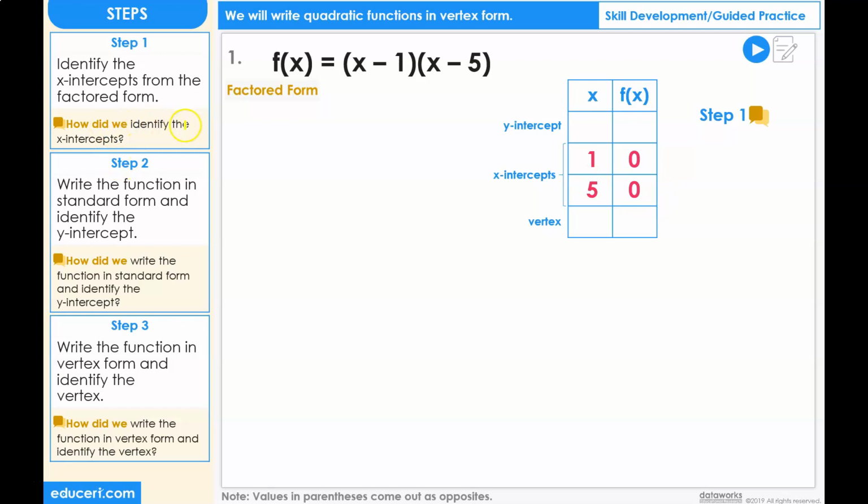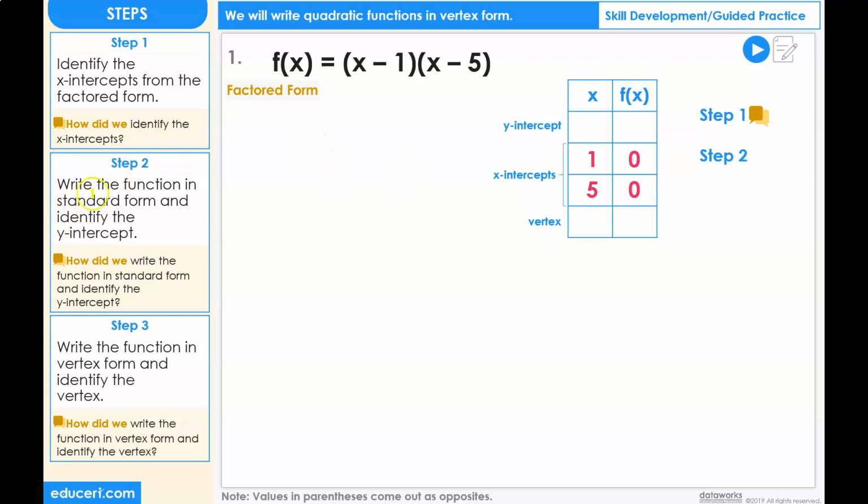How did we identify the x-intercepts? We identified the x-intercepts from factored form, taking the numeric part of the binomial factors and bringing those values out as opposites. These become the x value in the ordered pair, and x-intercepts always have an f of x or y value of 0.